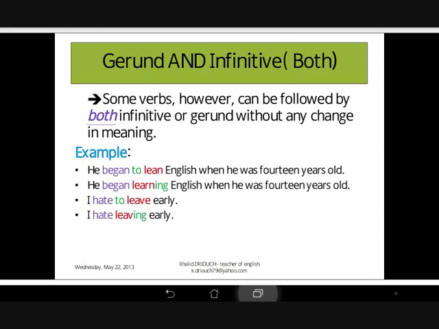Now, gerund and infinitive, both. Some verbs, however, can be followed by both. That means infinitive and or gerund. Whether we use infinitive or gerund after those verbs, both are correct. The meaning doesn't change at all. An example, he began to learn, or he began learning English when he was 14 years old. Both sentences are correct. Whether we use gerund or infinitive, it doesn't really matter. I hate to leave early. I hate leaving early.